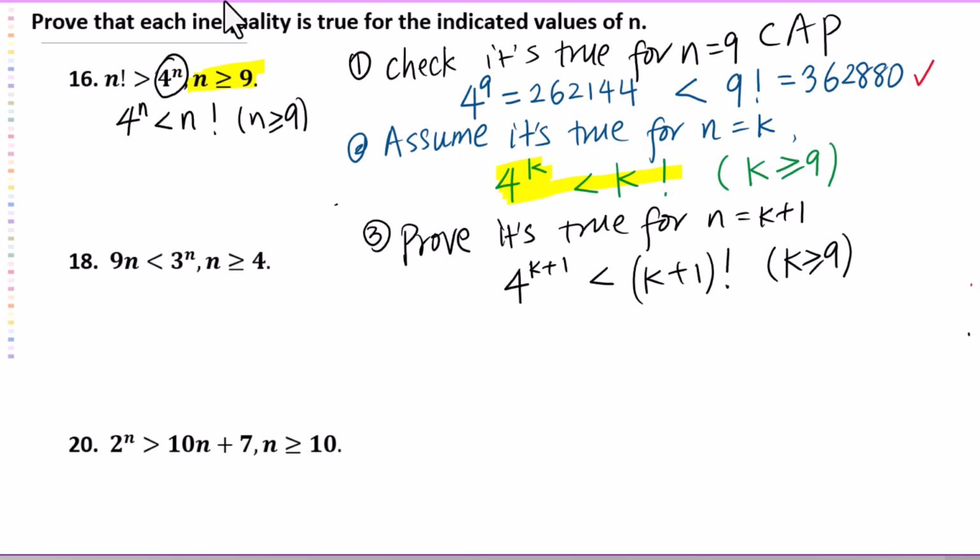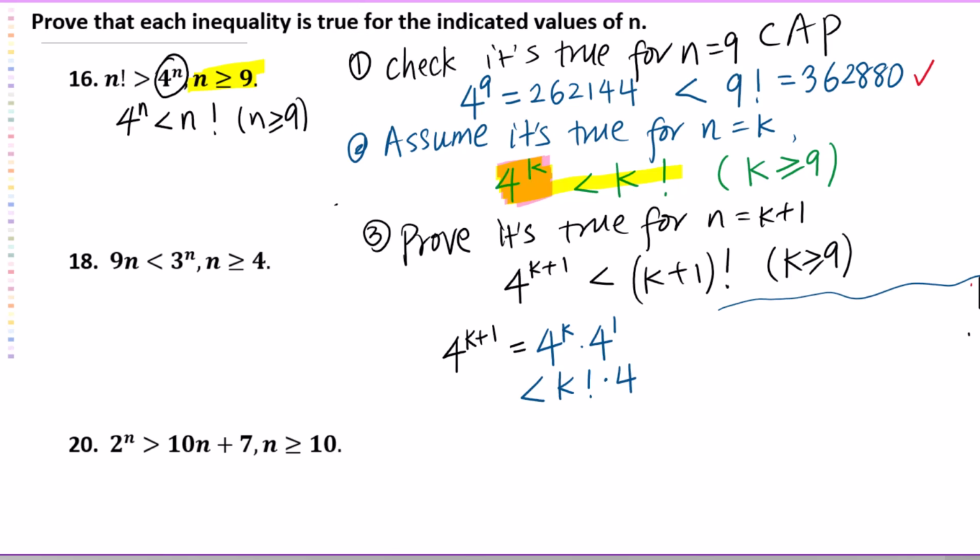Then we will prove from left to the right. 4 to the power of k plus 1. Remember, we need to create this 4 to the kth power first, so that we can use this assumption. 4 to the kth power times 4 to the first power. Now we can use this assumption, less than k factorial times 4.